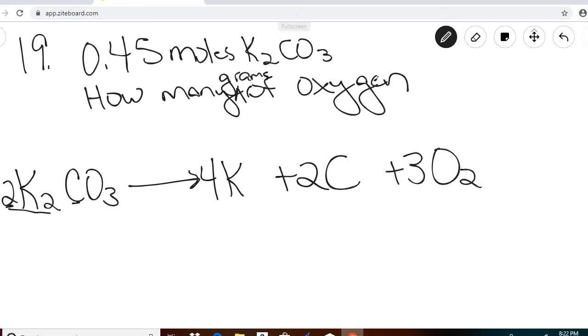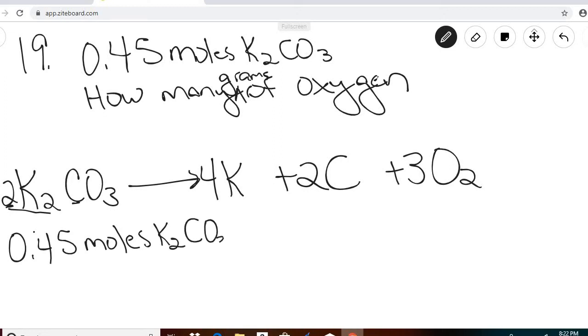So now we know the chemical reaction, so now we can start with that 0.45 moles of K2CO3, and since that's in moles, we can go right into stoichiometry, and we want to know how many moles of oxygen.